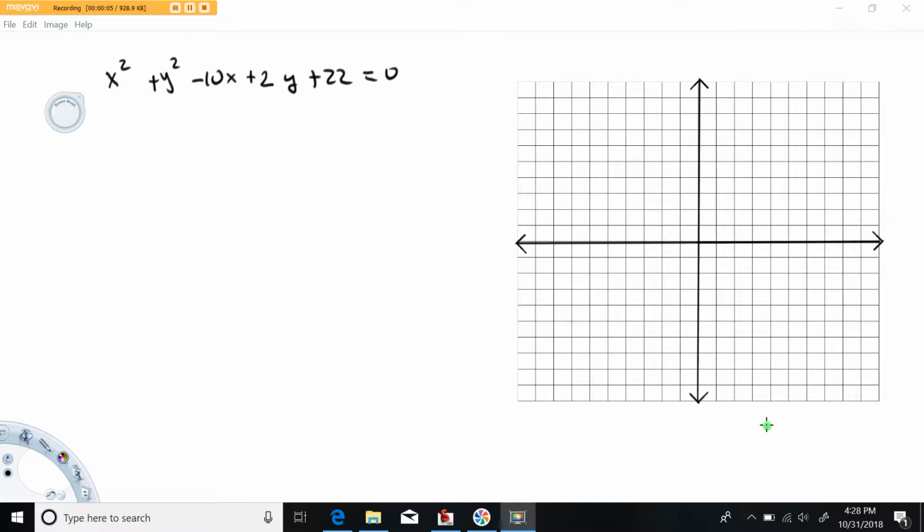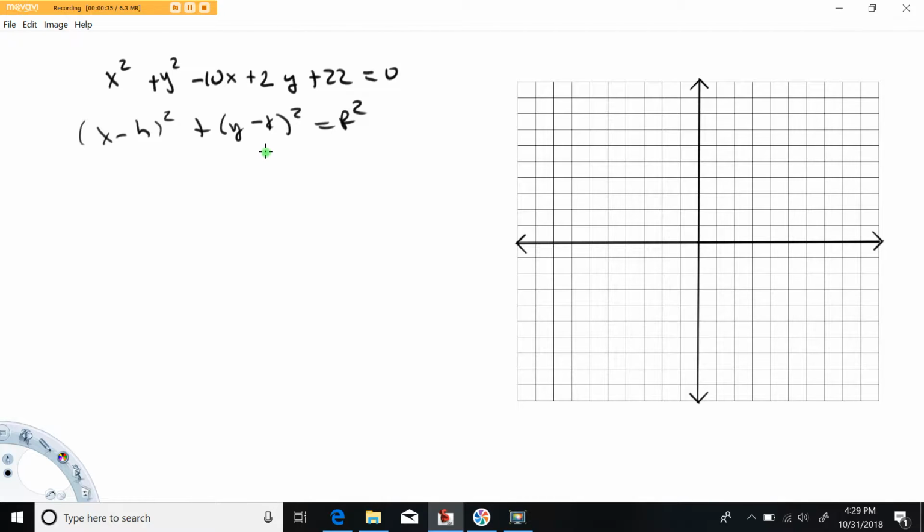I'm making this video to help demonstrate how to graph circles. What we're looking at here is an equation that looks like a circular type of equation. Both the x and y are being squared. In order to graph it, we want to put it in standard form. We want it to look like this: x minus h, the quantity squared, plus y minus k, the quantity squared, is equal to r squared.